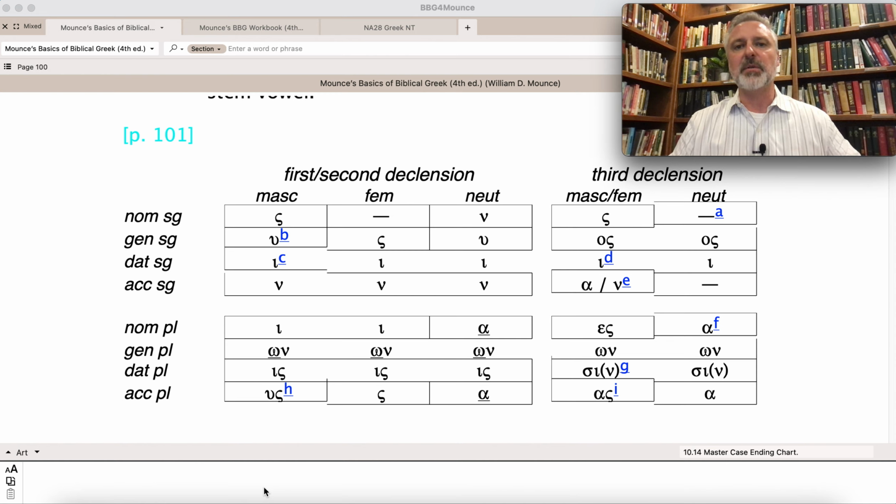And then I'll do a couple of extra lectures on various words and how the case endings interact. Okay. But this one is just about introducing the new case endings.